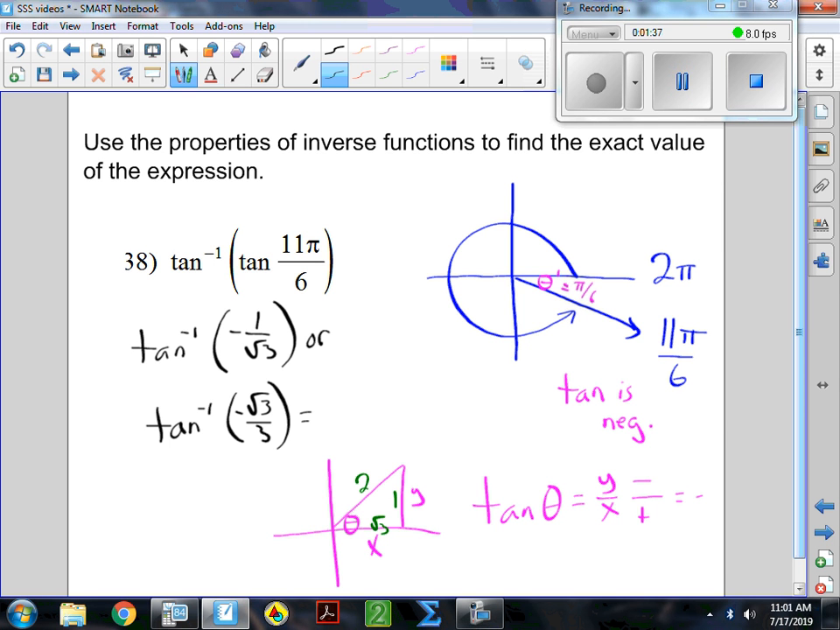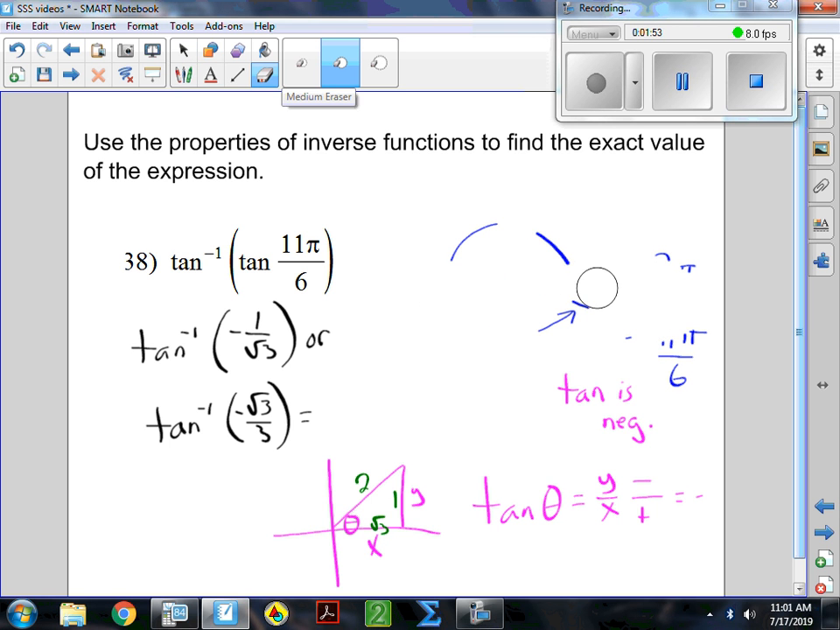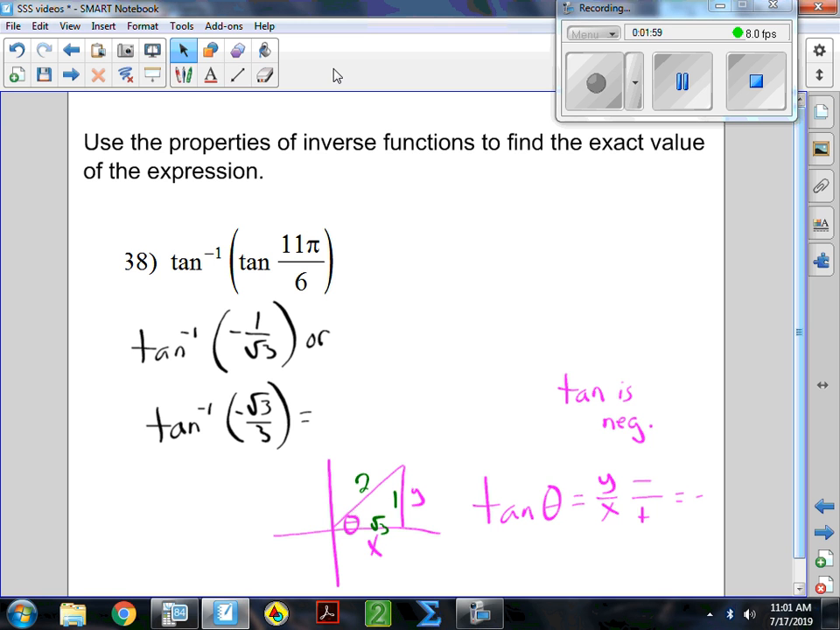So I want to know what angle has a tangent equal to negative 1 over root 3. Well, 11 pi over 6 does, because if you take the tangent of 11 pi over 6, that works. But when we do inverse functions, when we are evaluating an inverse, we need to use a restricted domain on the original trig graph.